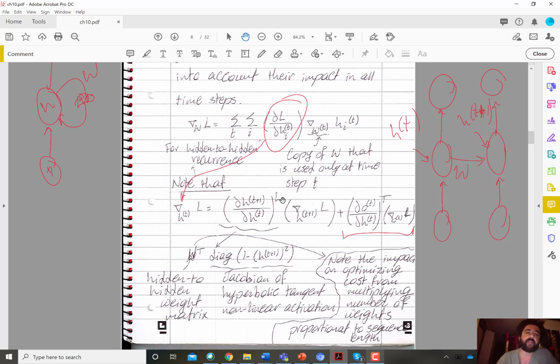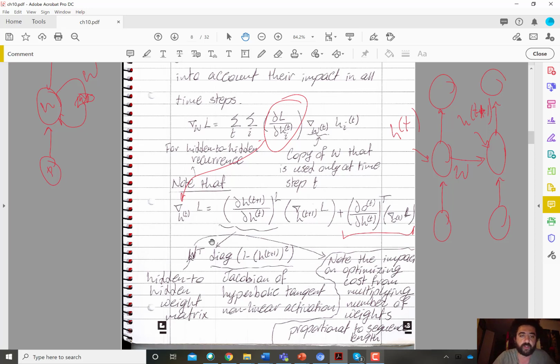Plus the path that's coming backward through h of t plus 1, basically containing the Jacobian of h of t plus 1 as a vector with respect to h of t as a vector, times the gradient of the loss with respect to h of t plus 1. Now, if I want to compute the Jacobian of h of t plus 1 with respect to h of t, here we take an example.